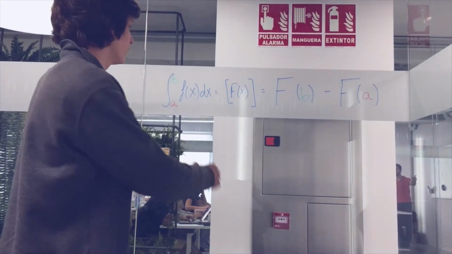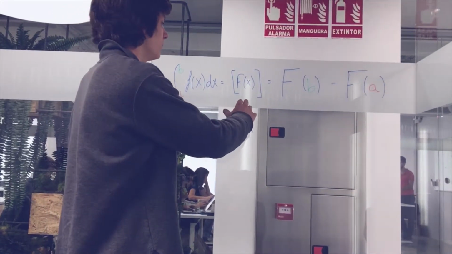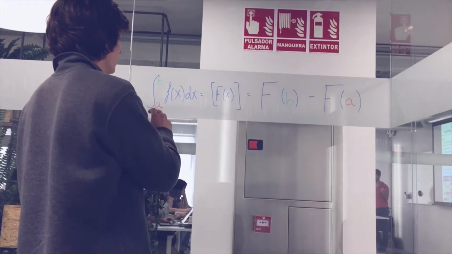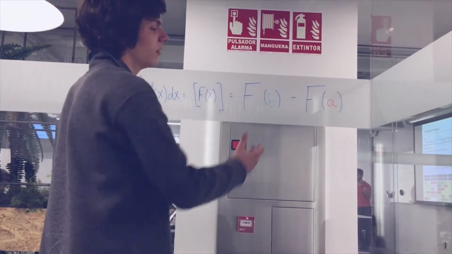To calculate the given function, we firstly need to make the integral, which is the antiderivative, and then we need to plug in a and b and make the difference between them.